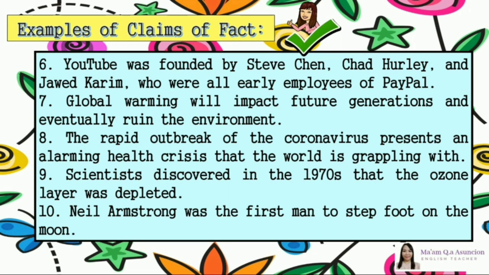Number 7. Global warming will impact future generations and eventually ruin the environment. Number 8. The rapid outbreak of the coronavirus presents an alarming health crisis that the world is grappling with. Number 9. Scientists discovered in the 1970s that the ozone layer was depleted. And number 10. Neil Armstrong was the first man to step foot on the moon.